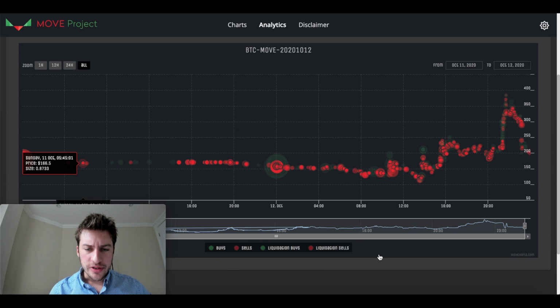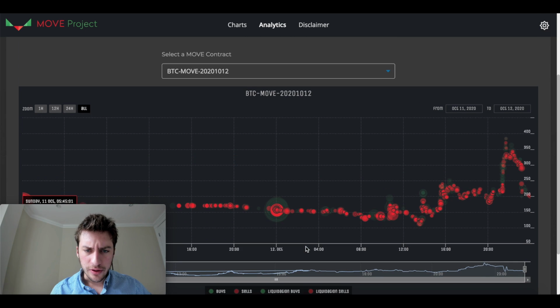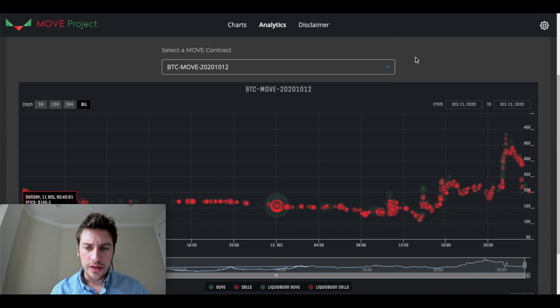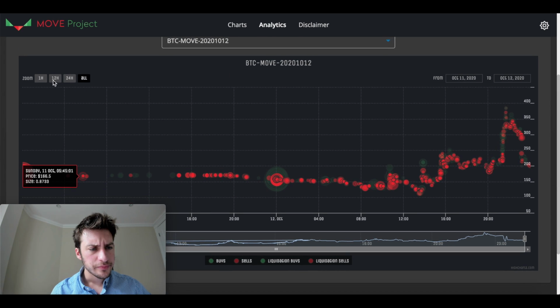Let's go into 1 hour just to really isolate. If it lets me go into 1 hour zoom, it's a little bit buggy right now, but that's okay. Is it still trying to go into the 1 hour zoom? Yeah, but you guys get the idea. We can see that typically there's a lot more sells on these MOVE contracts than there are buys.